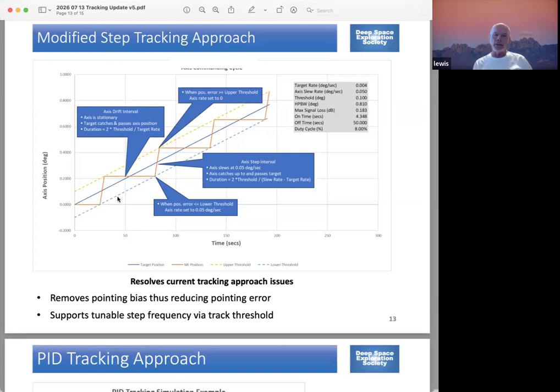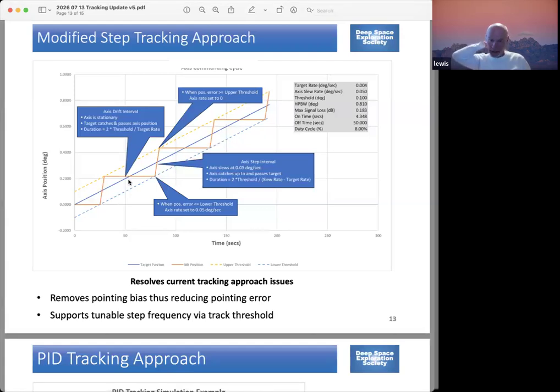And by modifying this algorithm this way, you can change how frequently it steps based on the track threshold. If you tighten the threshold down, where you bring the distance between the two thresholds down real tightly, then it's going to switch more often, step more often, and then if you widen it, it's going to step less frequently. And basically, you can set the threshold according to the mission you're running.